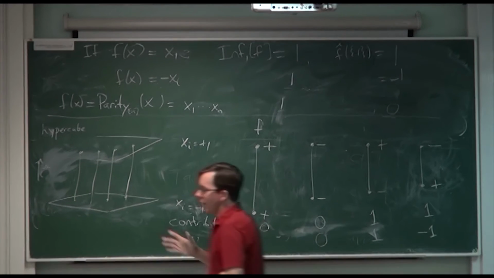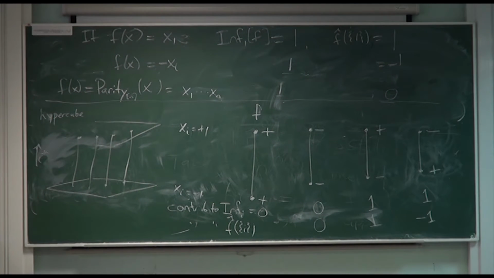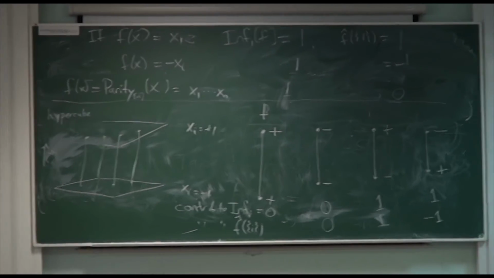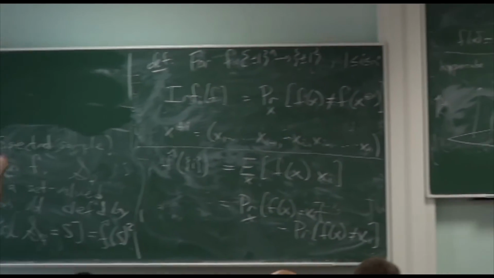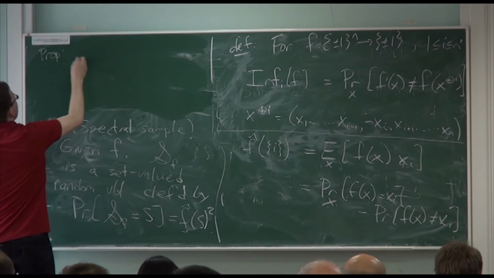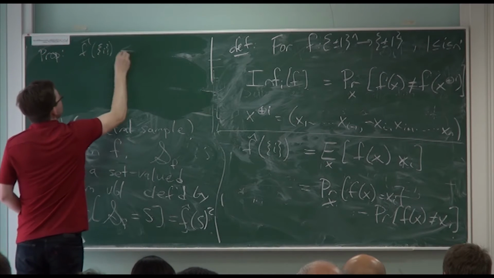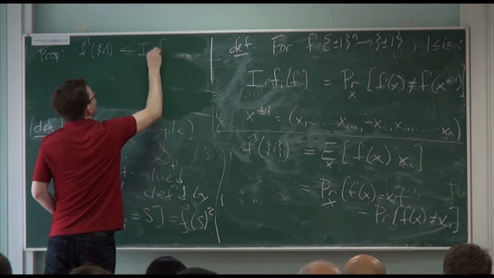So maybe you didn't catch all the numbers exactly, but I don't want to write a formal proof because it'll take a little time. But let me just say that this implies the following facts. So the consequences of this is, first of all, f hat I, the singleton set, is always at most the influence.